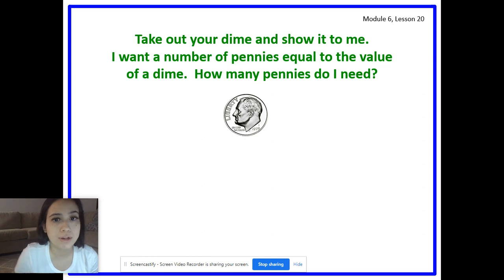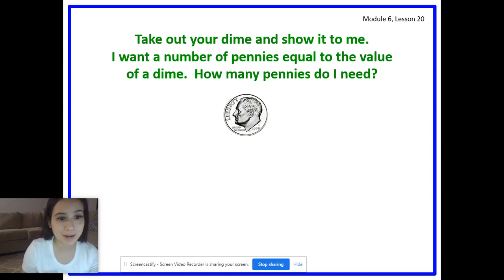And then it says, I want a number of pennies equal to the value of that one dime. So if I'm going to use pennies to equal the value of the dime, how many pennies do I need? Well, how much did we say one dime is worth? Yes, a dime is worth 10 cents. So how much is a penny worth? Yes, a penny is worth 1 cent. So that means if a dime is 10 and a penny is worth 1 cent, how many pennies will I need? Do you know?